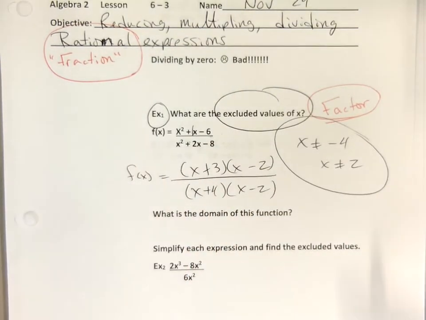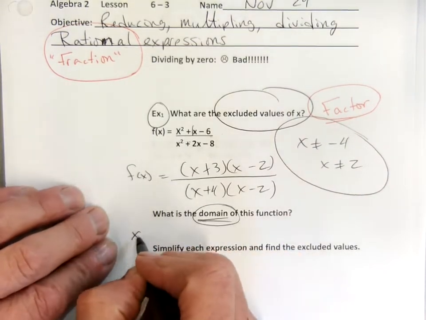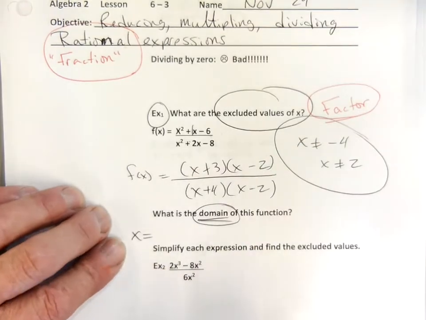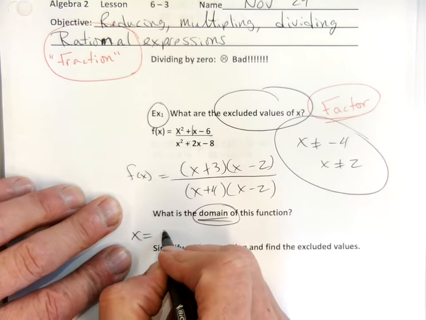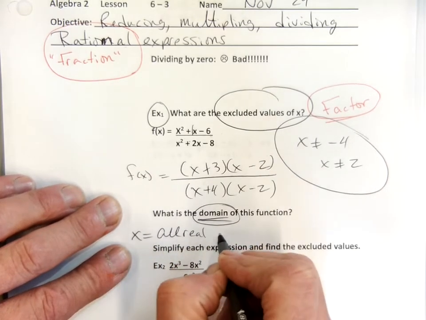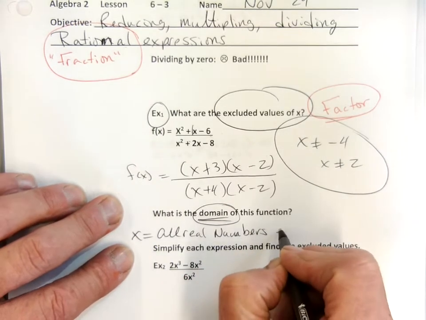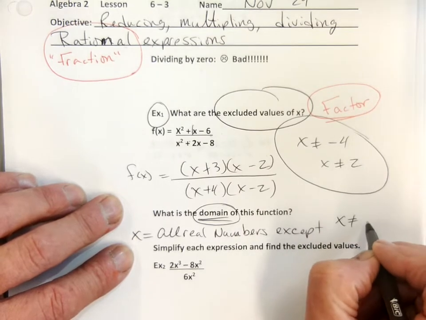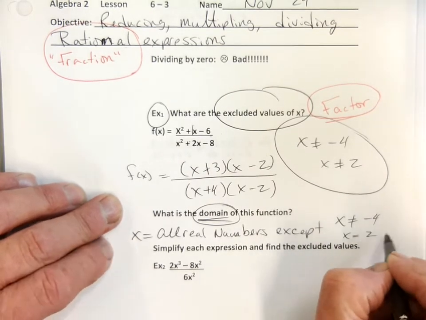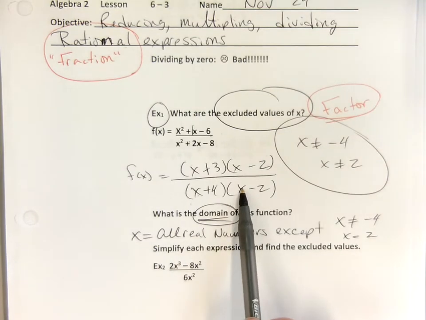So x can be anything except for these two. I'm going to say it again. X can be anything except for these two. So my domain is x equals all real numbers, anything except x cannot equal -4 and x cannot equal 2. If I put -4 here, -4 plus 4 is 0, bad. You cannot divide by 0. Put 2 here, 2 minus 2 is 0, bad.